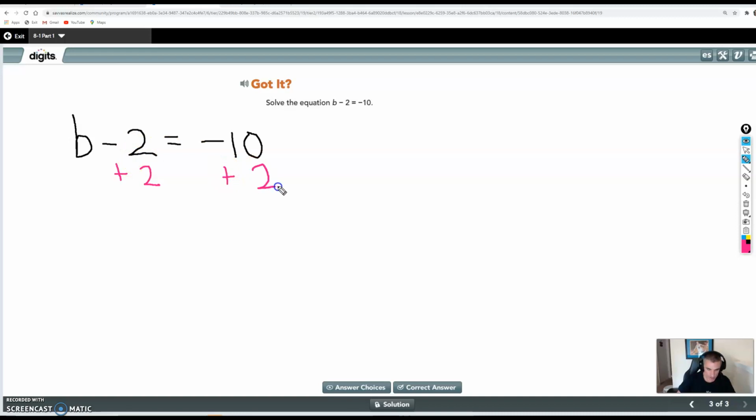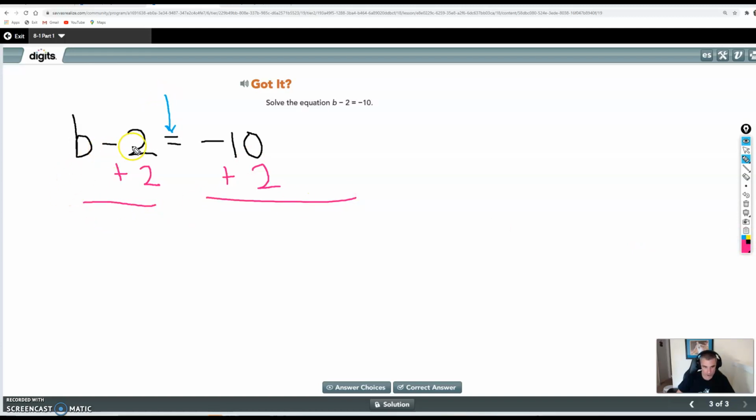And whatever you do to one side of an equation, you have to do to the other. So when you're doing these types of problems on your paper, you should always see 2 of the same thing, right? Here I'm adding 2 on the left side, I'm adding 2 on the right side. Now when I say left and right side, I mean left and right side of my equals sign.